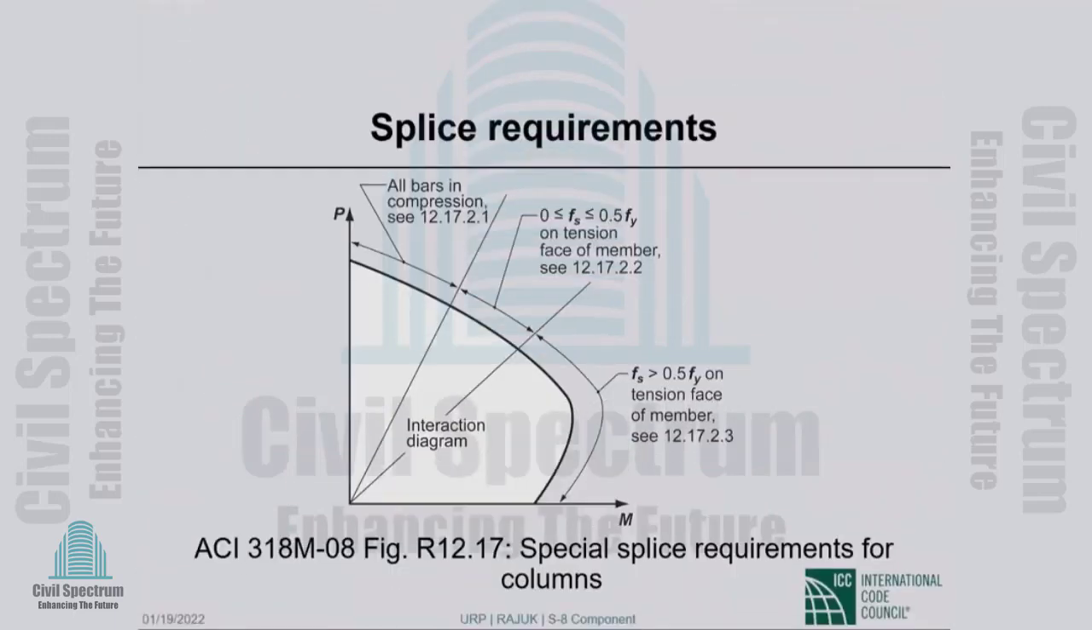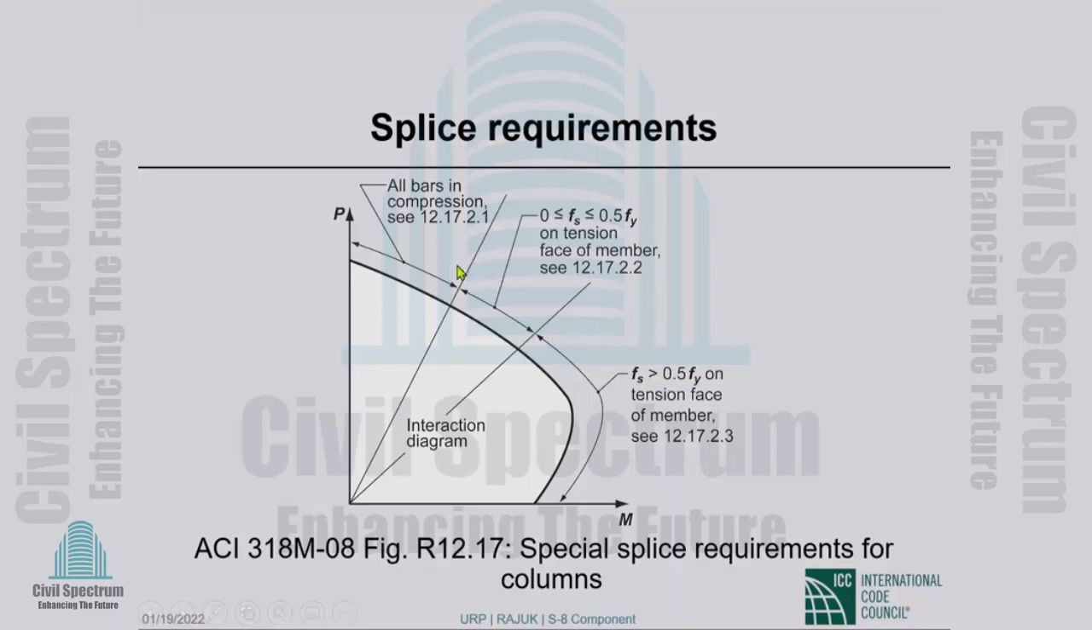Okay, the only thing that I maybe will spend a few seconds on. So this is, again, the load moment interaction diagram. P sub n is on the y-axis, typically M sub n on the x-axis. So in this portion, f sub s, the stress in the tension reinforcement, is larger than 50% of f sub y.